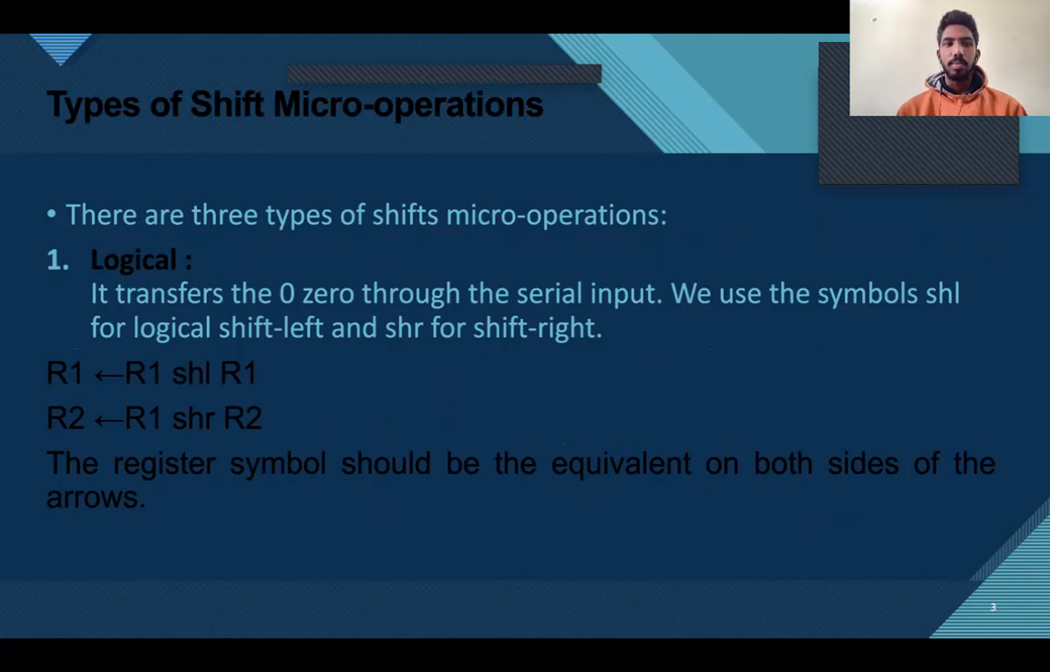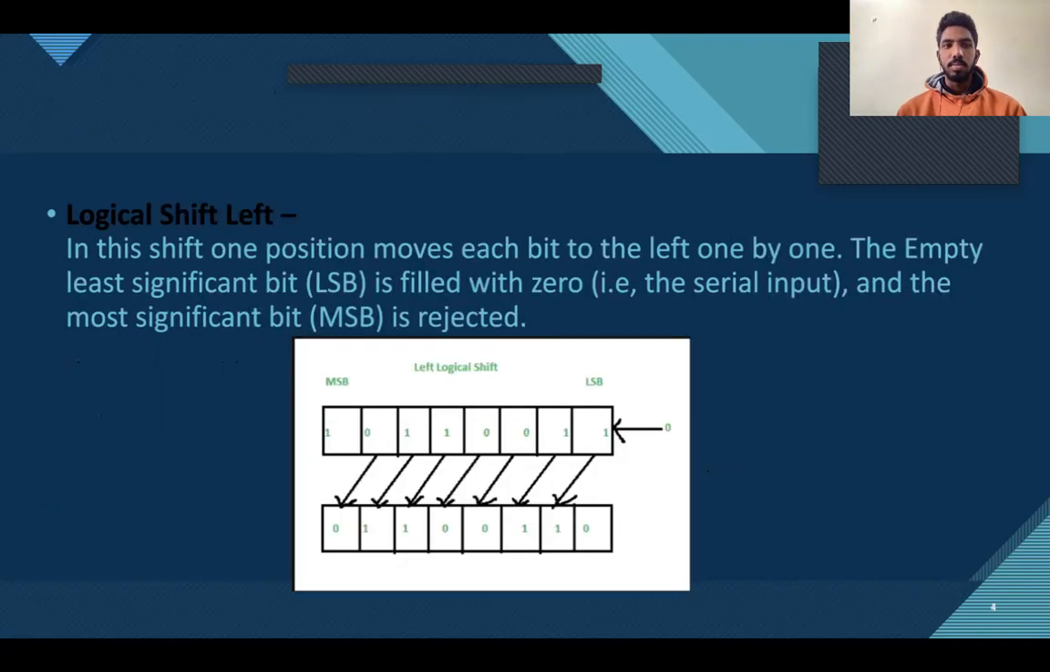First one, logical. It transfers the zero through the serial input. We use the symbol SHL for logical shift left or SHR for shift right. R1 shift left R1, R2 shift left R, R1 shift right R2. The register symbol should be the equivalent on both sides of the arrows.